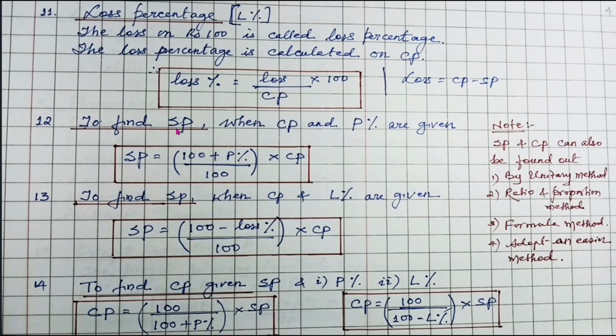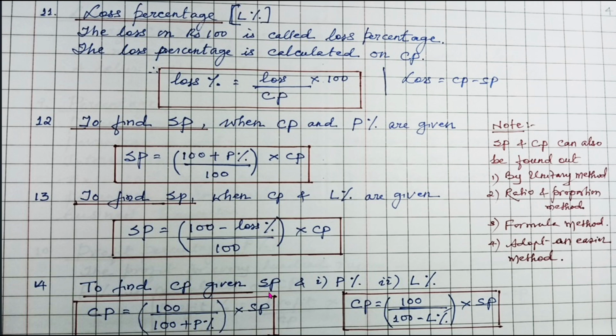Now, to find the selling price, please understand this, it is very important. To find the selling price when the cost price and the profit percentage are given, the relation is: selling price is equal to 100 plus profit percentage upon 100 into CP. That is how we find SP when CP and profit percentage are given. Now, to find the selling price when the cost price and the loss percentage are given, the relation is SP is equal to 100 minus loss percentage upon 100 into CP, and that is the procedure of finding SP when CP and loss percentage are given.